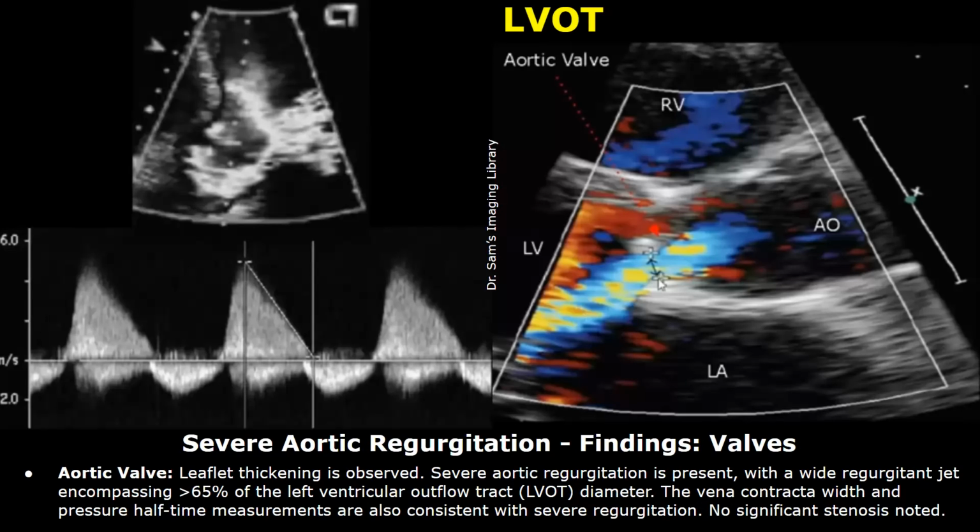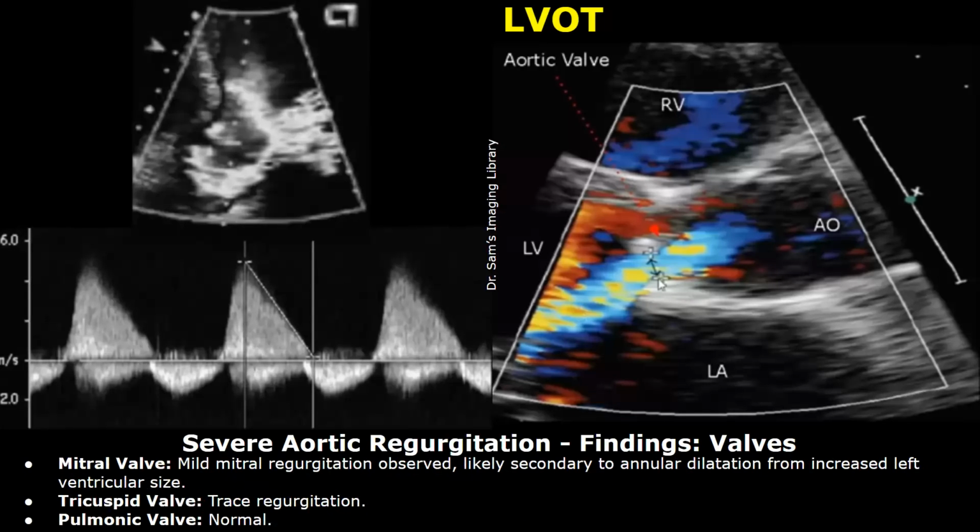Severe aortic regurgitation is present with a wide regurgitant jet encompassing more than 65% of the left ventricular outflow tract diameter. The vena contracta width and pressure half-time measurements are also consistent with severe regurgitation. No significant stenosis noted.